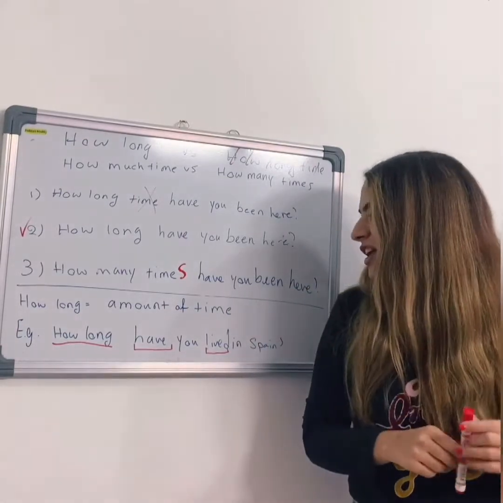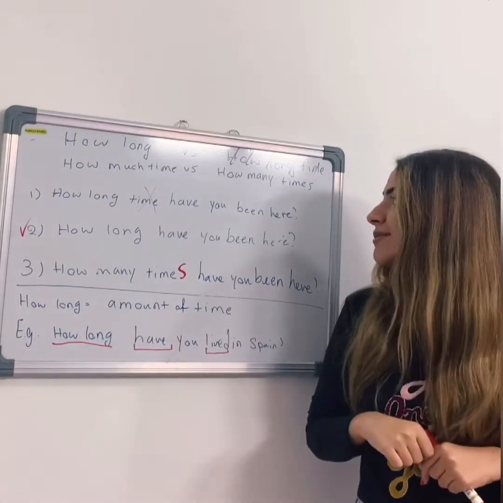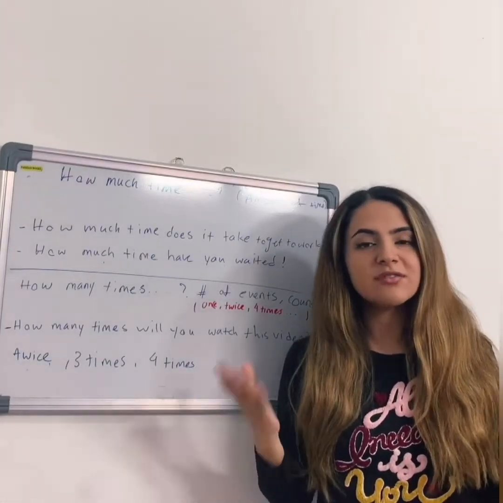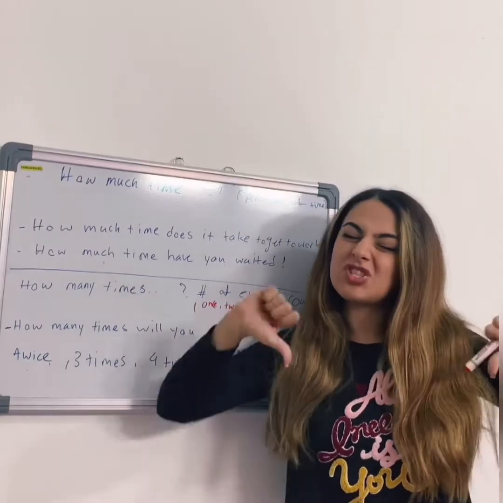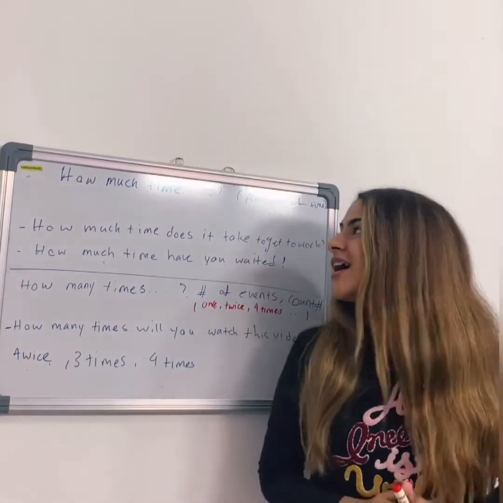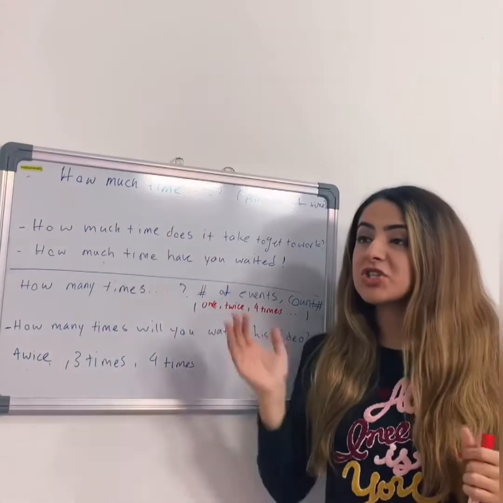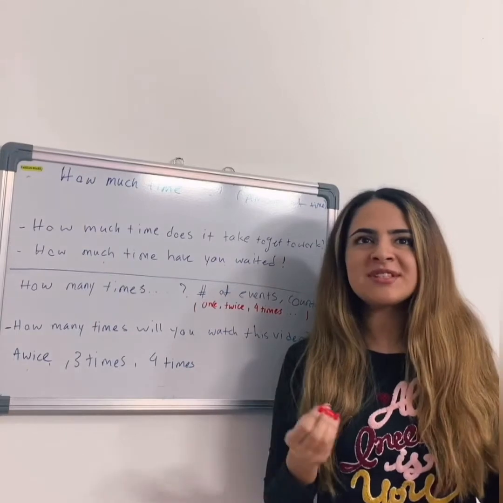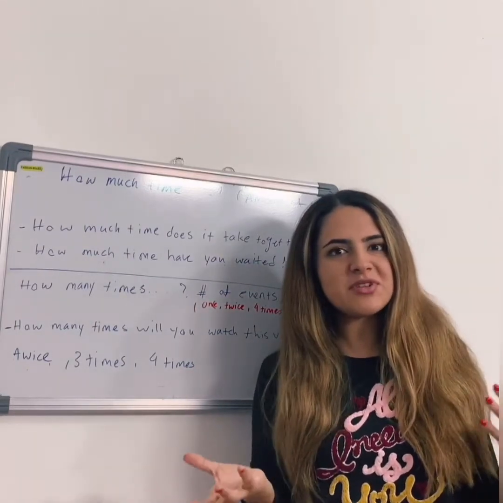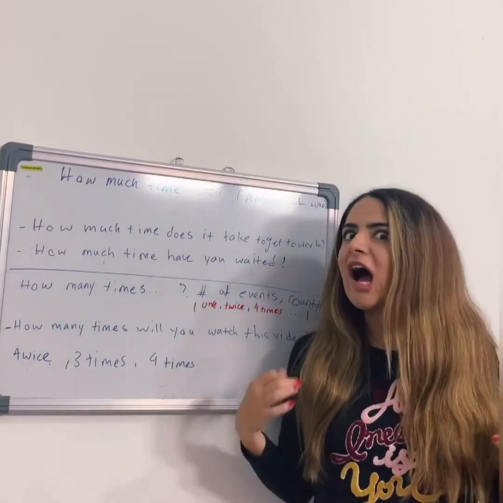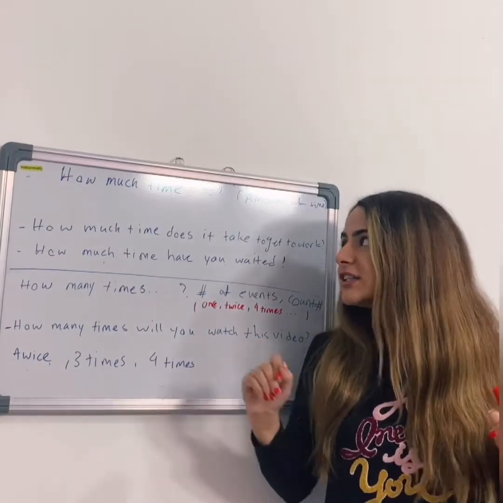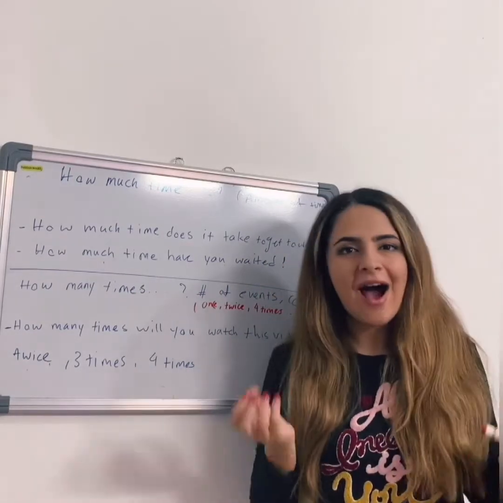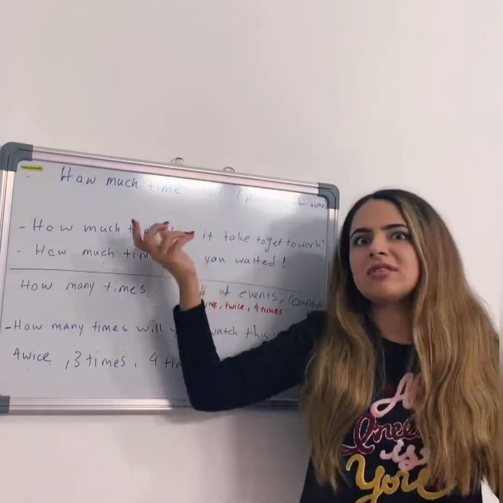Okay, so let's talk about how much time and how many times. We talked about how long, which is good, and how long time, which is no, never. Now we are going to talk about how much time, and I understand, because how much time is similar to how long. So students sometimes confuse them and say how long time, which is not good. You should say how much time, which has the same meaning as how long, but only the structure is different.